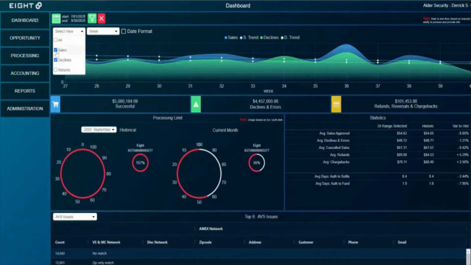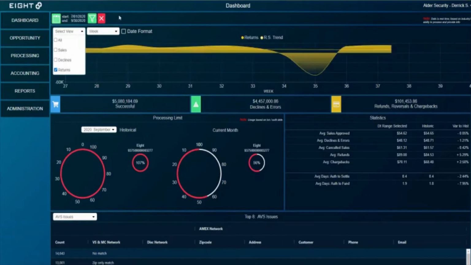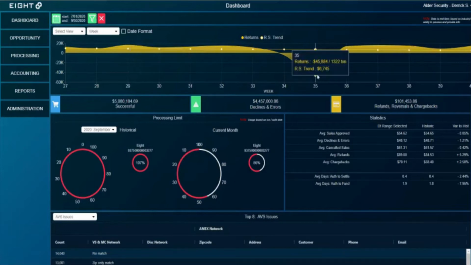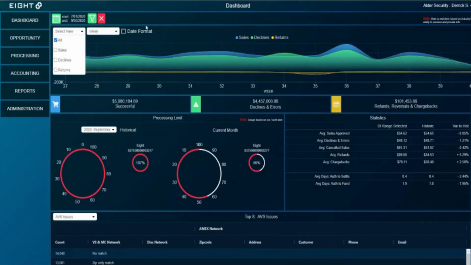We can do the same thing. I can take stuff off and we can just look at declines. Returns are always such a small percent, it's easier to see them on their own. And again, that dip is due to chargeback reversals during that month, or excuse me, during that week 35. Click back on all, and then it just does an overlay of all of them back together.